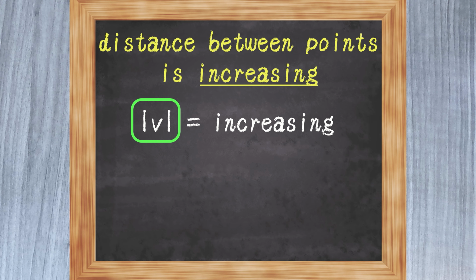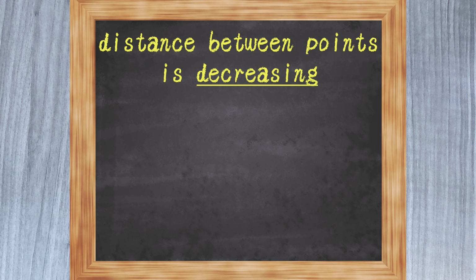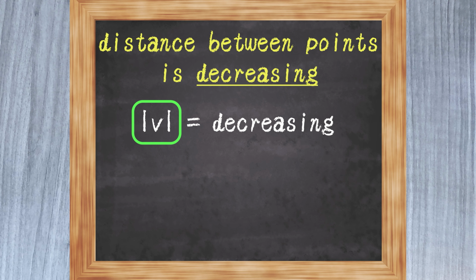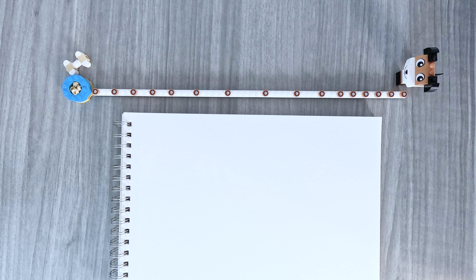positive or negative value depends on the direction of motion, and our acceleration is in the same direction as our velocity. If the distance between the points is decreasing, the absolute value of the velocity is decreasing, but whether velocity is positive or negative depends on the direction of motion, and our acceleration is in the opposite direction of the velocity. Now let's take a look at a new situation where the motion diagram has multiple types of motion, and we'll describe things for each section.